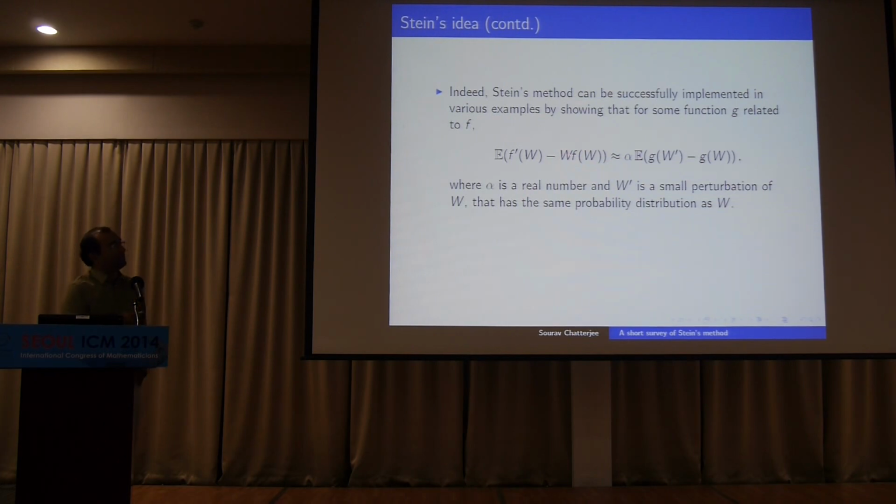so for instance, often one can do the following. Given an f, you can cook up some g, so that this side can be written approximately as some constant times the expected value of g(W') minus g(W), where W' is a small perturbation of W, which has the same probability distribution as W itself. Okay.